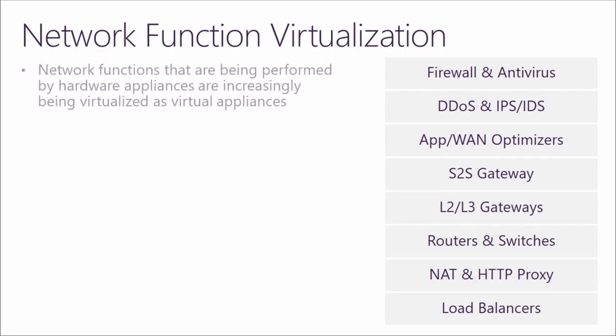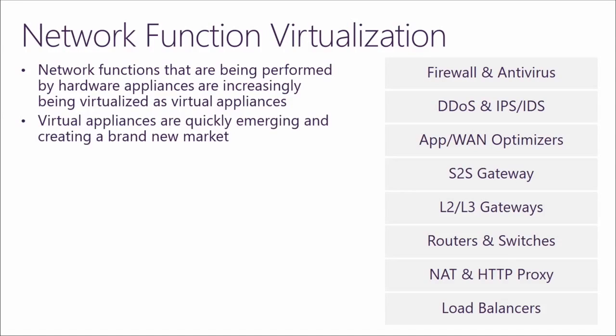And if we look at the list of what you can expect in general from network functions: firewall, AV, WAN optimizers, site-to-site gateway, router switches, load balancers, you get the idea. But virtual appliances are a typical way in the ecosystem in general that these functions are being provided.